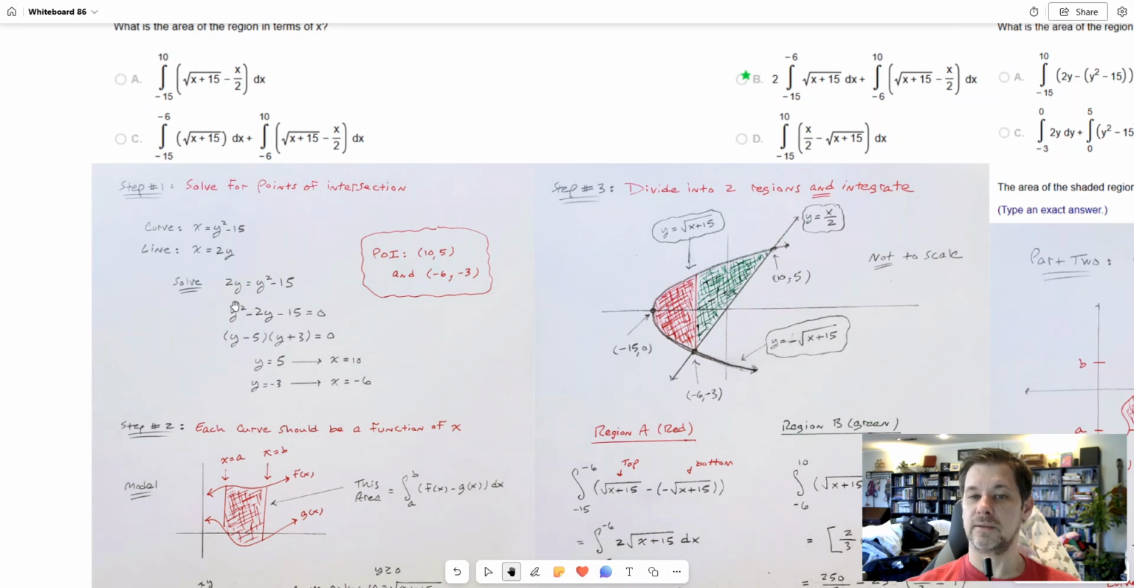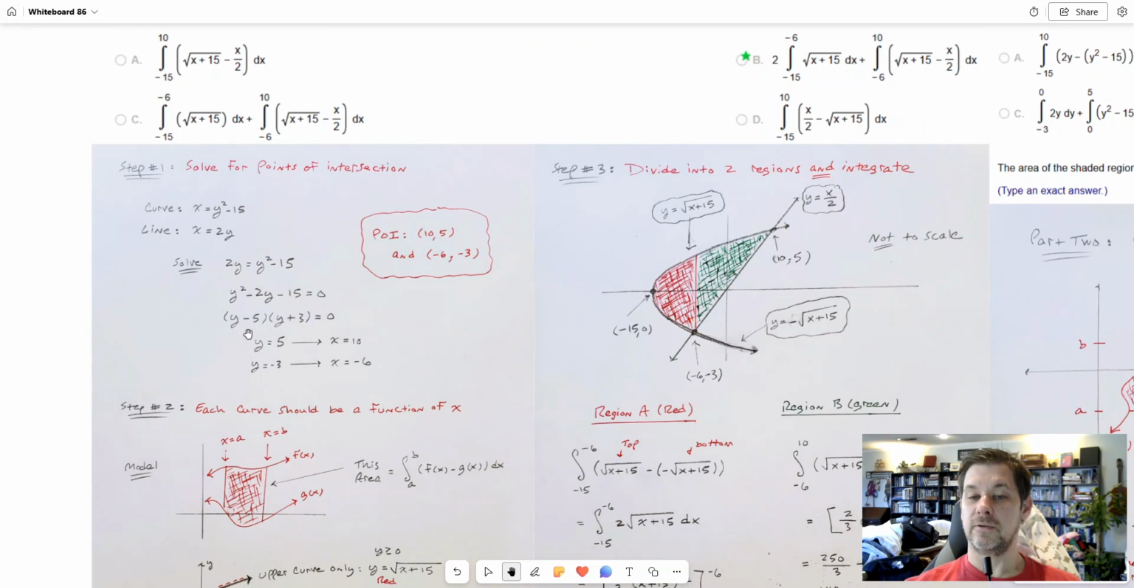So look at it like this. I've got that curve, x is y squared minus 15, and the line, x is 2y. I just need to find some common point on both of those. So that means I can solve them as a system. If they're both equal to x, then they're both equal to each other. And I get this equation, and that's the kind of thing I can solve by either factoring or the quadratic formula. I solved it by factoring, and I get two solutions. y is either 5 or negative 3.